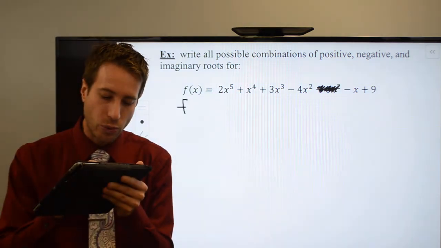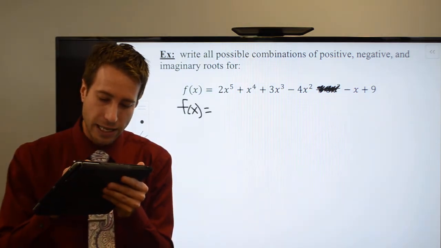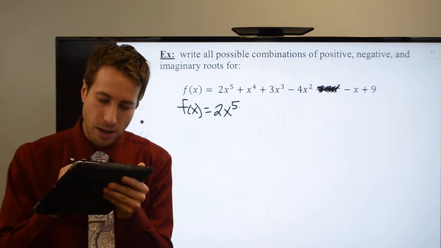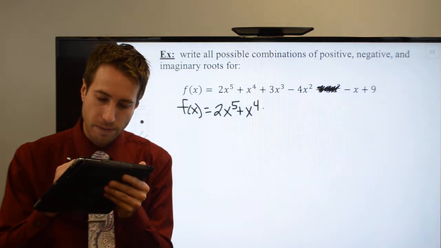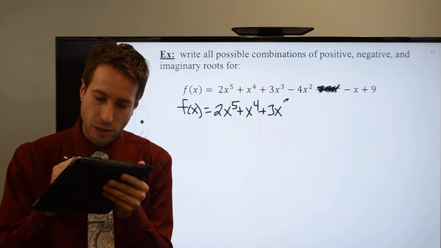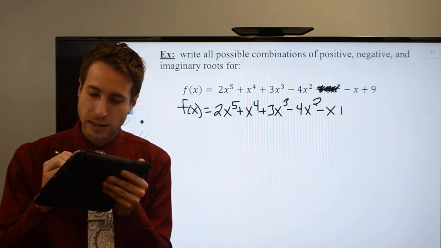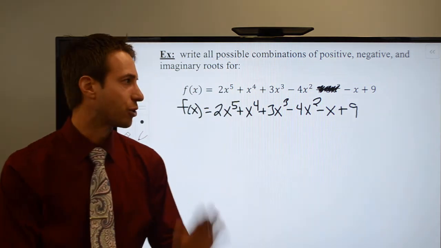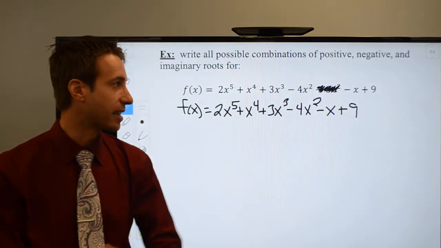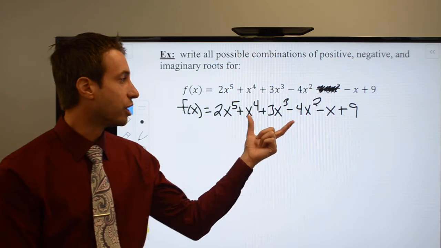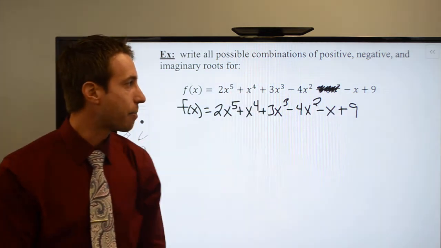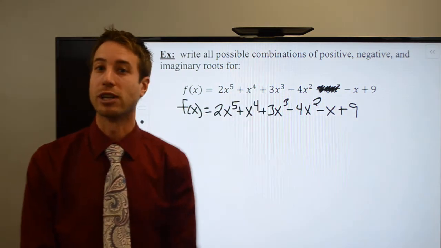The polynomial we're going to do this problem for is 2x to the 5th plus x to the 4th plus 3x cubed minus 4x squared minus x plus 9. All right, I'm so sorry about that. I don't know how that snuck in there. Anyway, we're going to do it for this polynomial. Ignore that positive 6x squared, and here we go. Let's jump right into it.